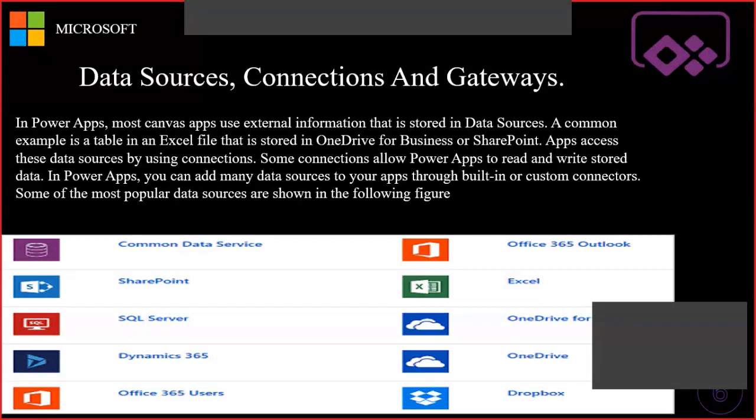Okay, so now these are some of the data sources stored in the cloud that you may be connecting your apps to. We have Common Data Service, SharePoint, Dynamics 365, Excel, Outlook, OneDrive for Business, and so much more. There are tons of them. There are over 200 data sources out there. So all you need to do is just connect your app to them.